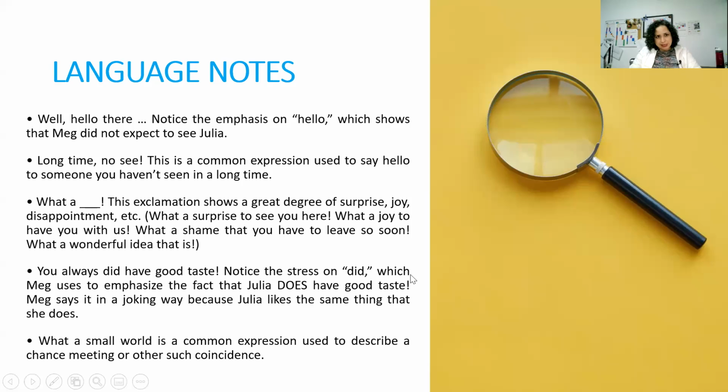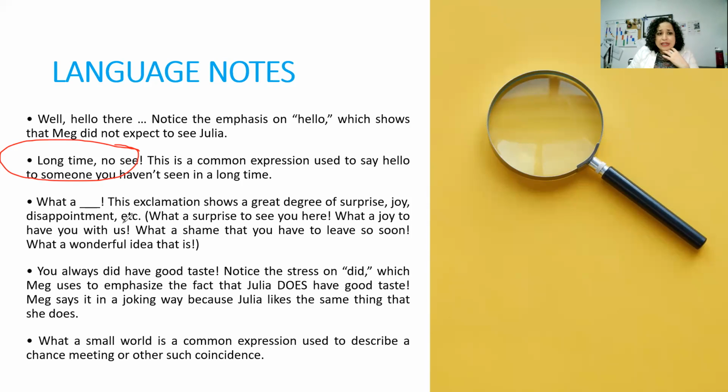Language notes. Well, hello there. Notice the emphasis on hello, which shows that Meg did not expect to see Julia. Long time no see. This is a common expression used to say hello to someone you haven't seen in a long time. You need to remember this one. Long time no see.